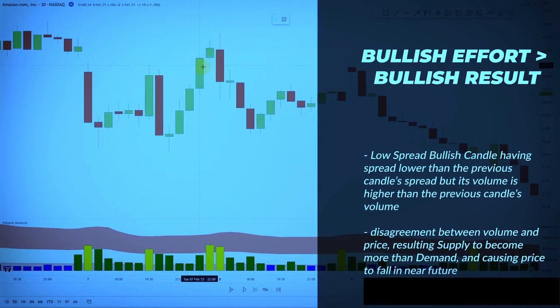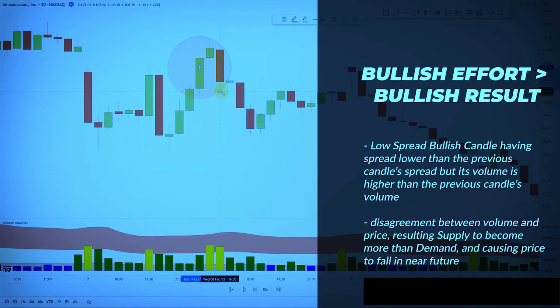Then we have the bullish effort higher than the bullish result. This is a low spread bullish candle, having spread lower than the previous candle's spread, but its volume is higher than the previous candle's volume. VSA suggests that if an effort has been made, then there must be a result. In this case, there's a disagreement between price and volume, resulting in supply becoming more than demand, and causing price to fall in the near future.